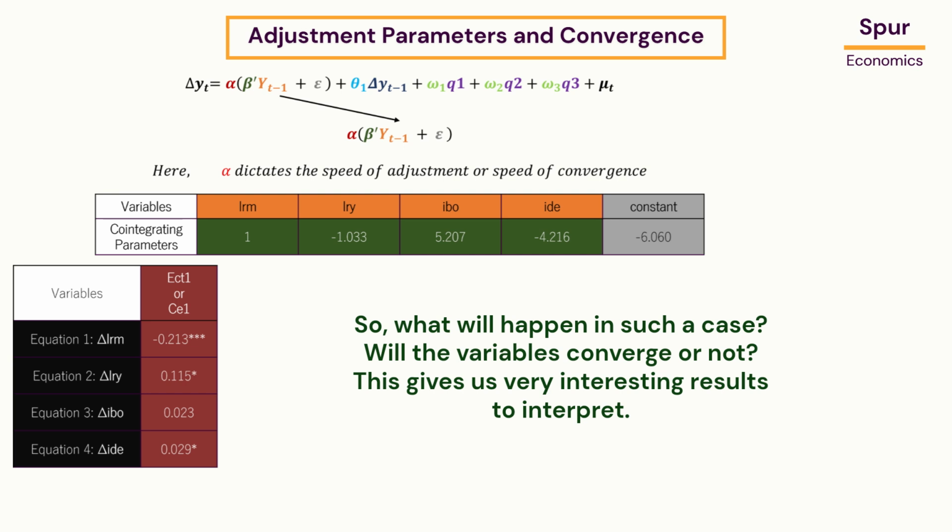So, what will happen in such a case? Will the variables converge or not? This gives us very interesting results to interpret.